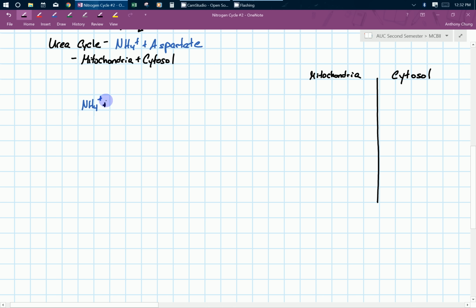And it turns out that the first step of the urea cycle is in fact the regulated step. What it combines is bicarbonate with ammonia, and using this highly regulated enzyme, which you have to know, carbamoyl phosphate synthase, abbreviated many times as CPS, this will make carbamoyl phosphate.